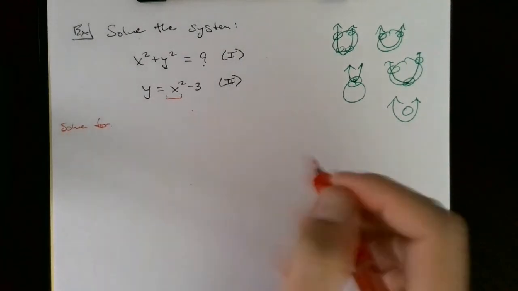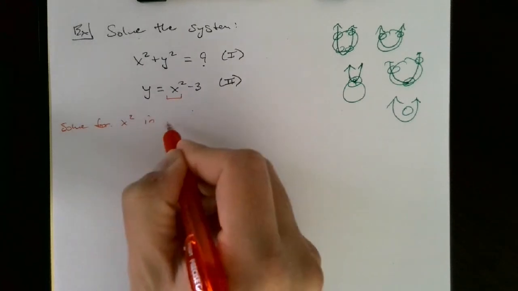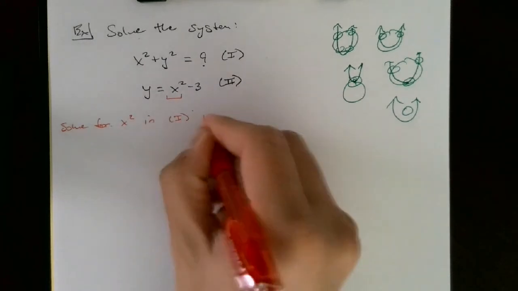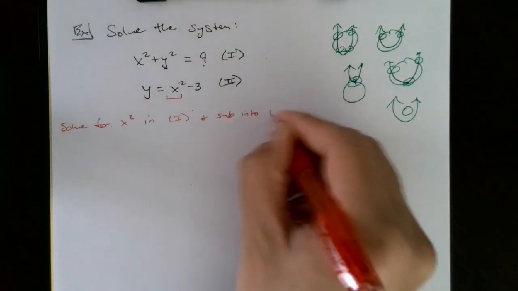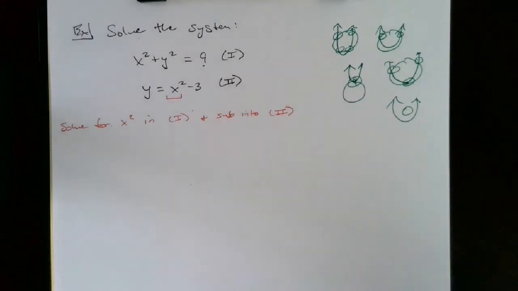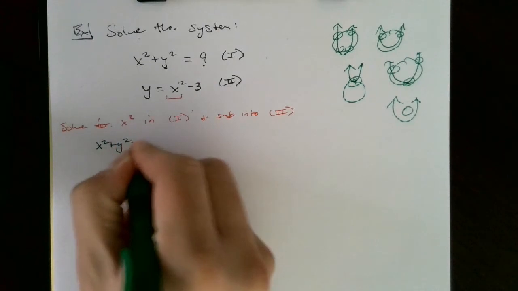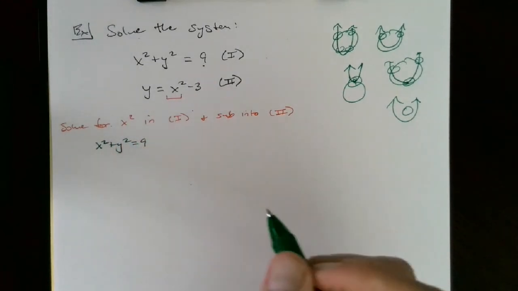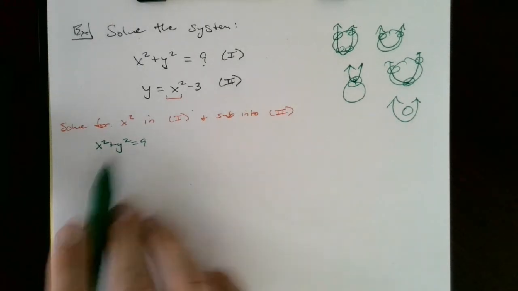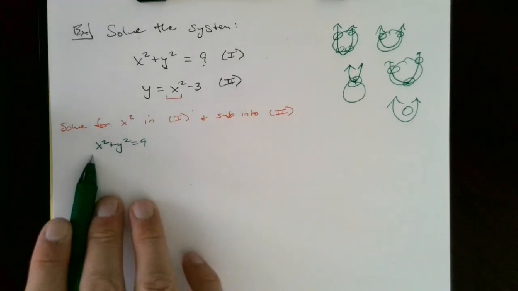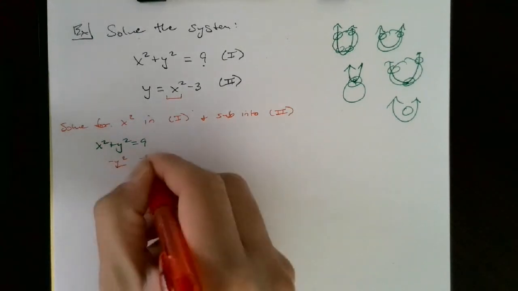So I'll solve for x squared in equation 1 and sub into equation 2. That's how I'm going to approach it. So equation 1 was x squared plus y squared equals 9. To solve for that, when I substitute in, I need to substitute in for x squared, so I want to isolate x squared. So to do it, we subtract y squared from each side.